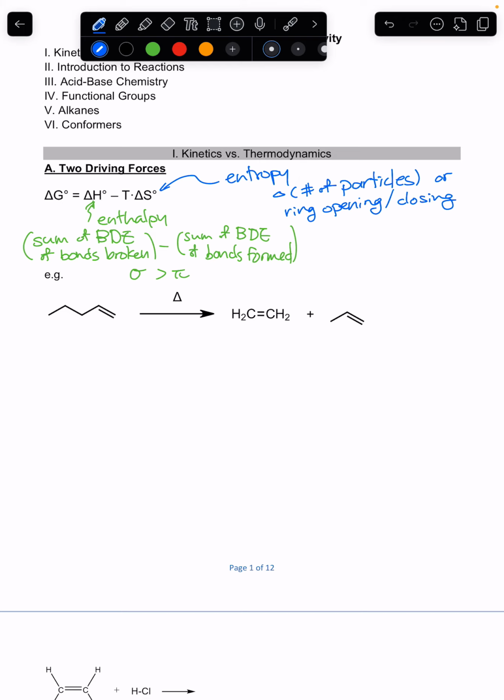Okay, so let's apply that to a chemical reaction like this. And this is actually a reaction called cracking that's done in the oil refinery industry, where they take really long hydrocarbon molecules in the crude oil and heat it up really high. In the context of reaction equations, you might know that delta often means heat.